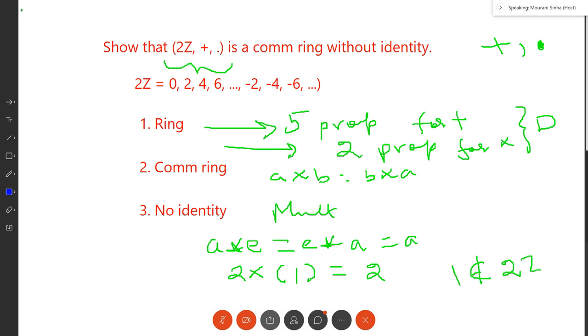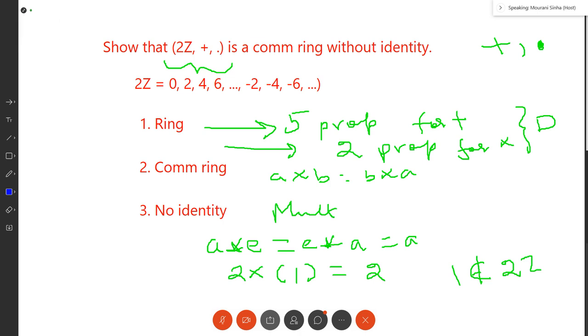Okay. So actually 1 is the multiplicative identity. So if I am multiplying 1 actually to any of the even integers, I should get back the even integer. There is no other multiplicative identity. But 1 does not belong to the set of even integers. You know, 2z looks like 2, 4, 6, minus 2, minus 4, minus 6, and so on. Hence, we say that there is no identity.